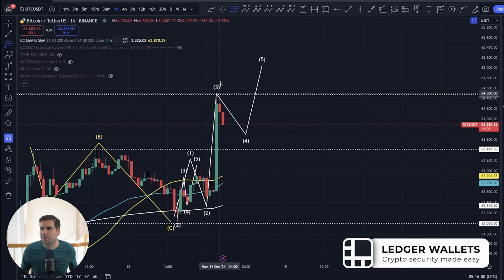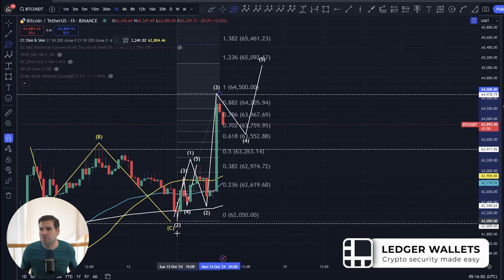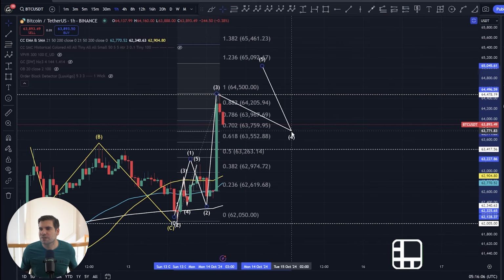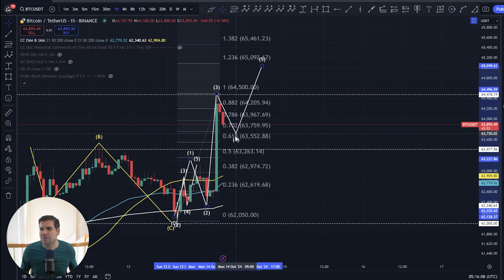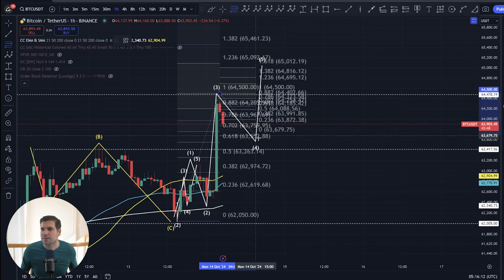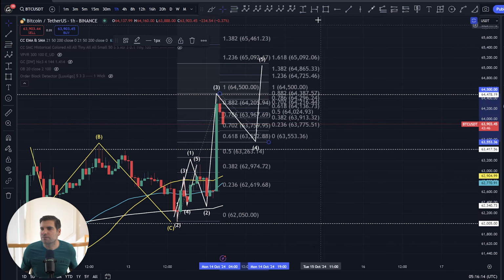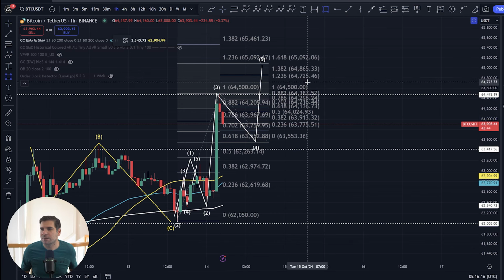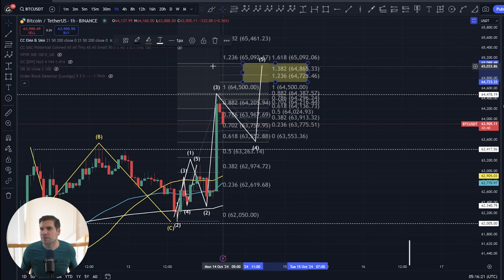So typically we would be looking for a 38.2% retracement here. That would put us more towards that range of $63,500 before we move up. So if we're going to run on the premise that we do that, then our next run to the upside is going to be targeting out here, 64,725 to 65,920 approximately.